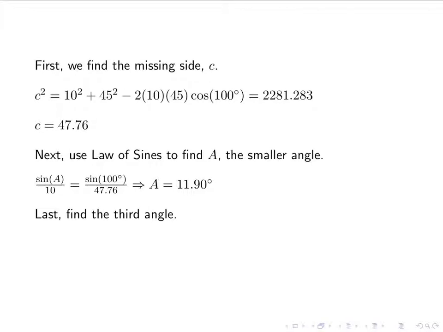And then to find the third angle, again, we use the fact that the sum of the angles is 180. So B is 180 minus 100 minus 11.90, and we get 68.10 degrees.